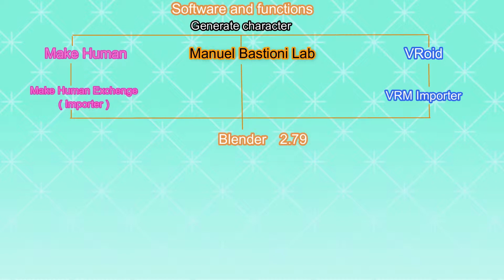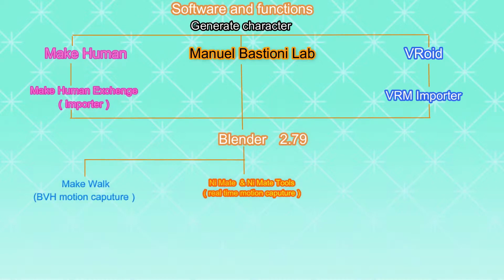Next, prepare Blender version 2.79. After importing a character into Blender, prepare Make Walk, Kneemate, and Kneemate tools. Make Walk is a software that applies BVH to a character. Kneemate and Kneemate tools are softwares for real-time motion capture.